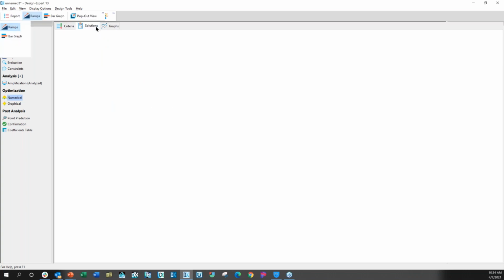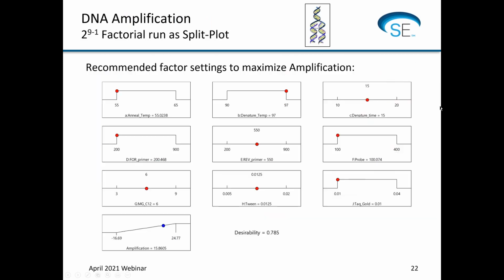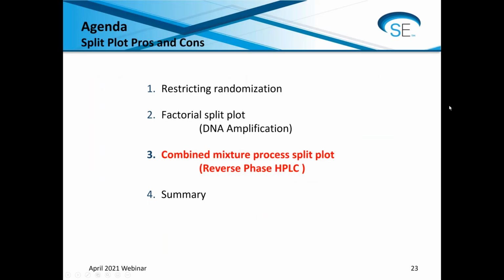So I'll just jump right to the optimization, and we could run the optimization and figure out, okay, set this factor at its low level, denature temper at its high level. Denature time didn't have an effect. It wasn't in the model, so it's set at the midpoint. Primer low, didn't have an effect. Probe low, didn't have an effect. And the gold low, and that's going to get our amplification up to about 15.9. That's a quick example of how to set up and analyze a split plot as a factorial.